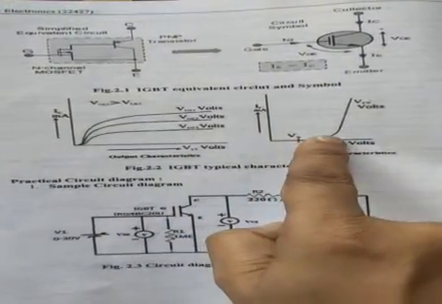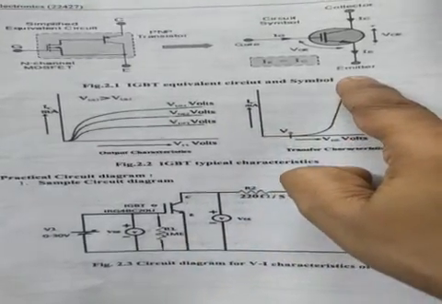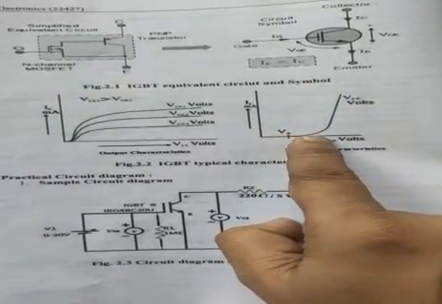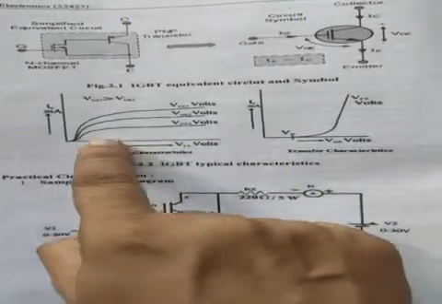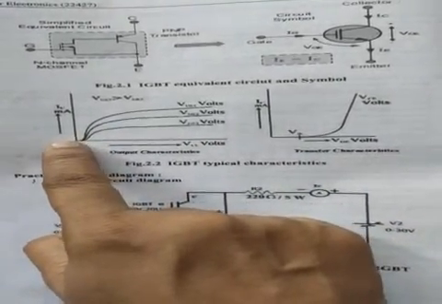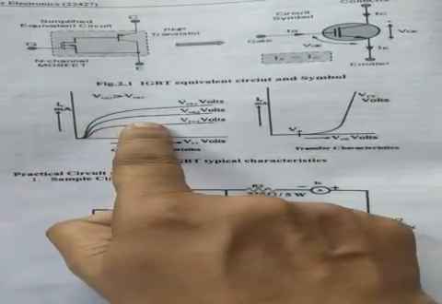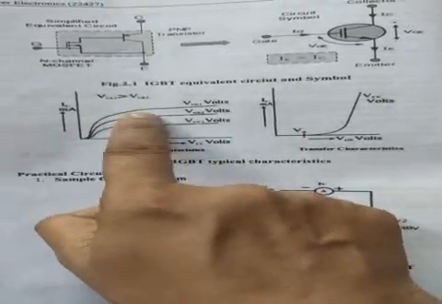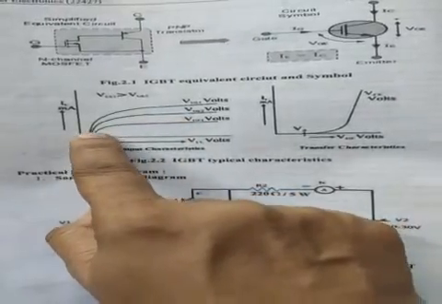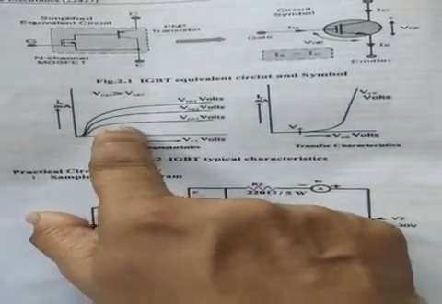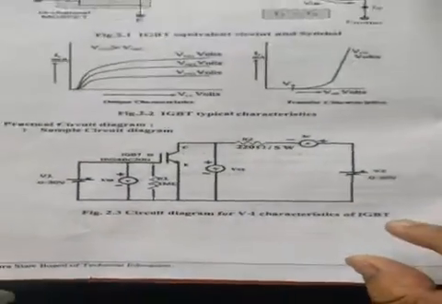This is the transfer characteristics. When voltage increases, current also increases. At some point, voltage becomes constant and current rapidly increases. In the output characteristics, mainly when the voltage increases, current becomes constant at some voltage. In these characteristics, we keep the gate voltage constant, then VCE is varied and IC is measured. Let's see the circuit diagram of IGBT.